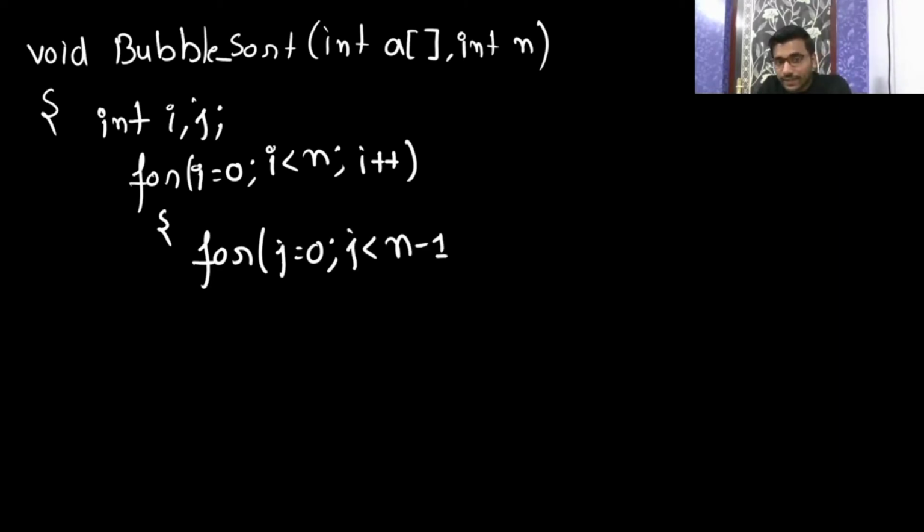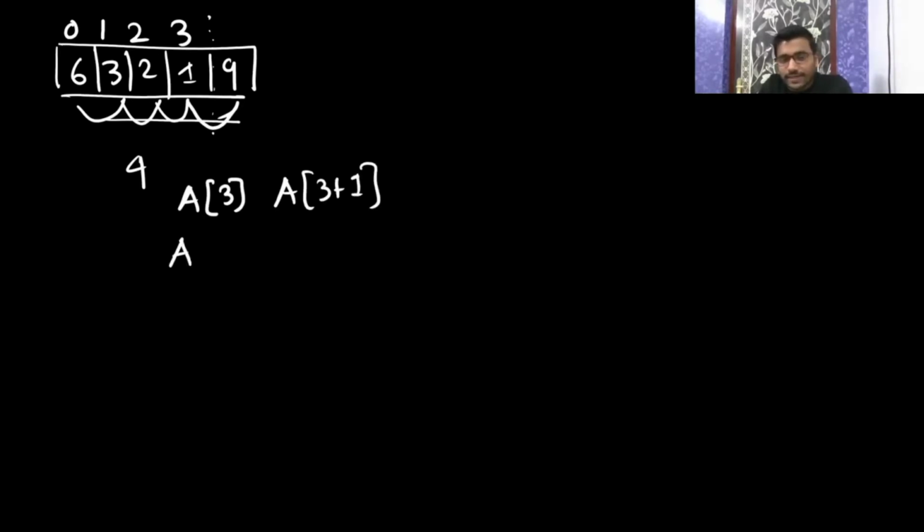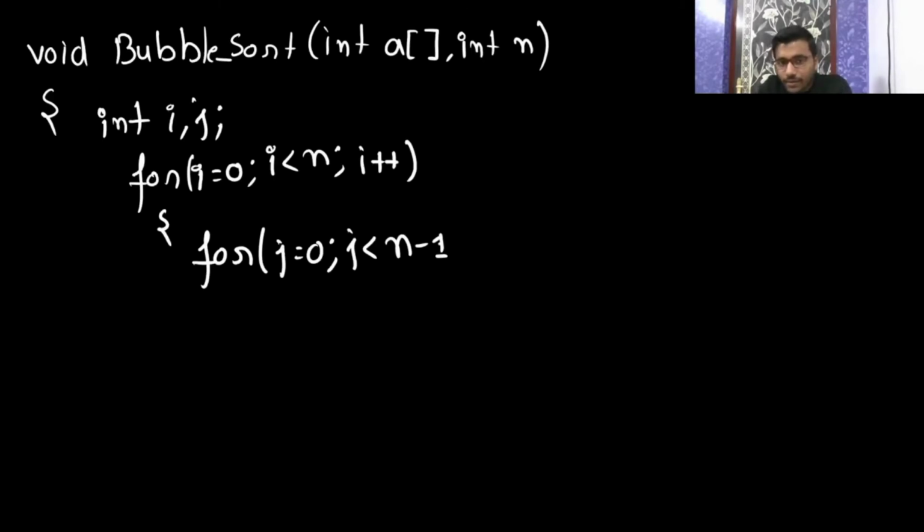Why this j? I am using it to do the pairwise comparison. This loop is going to do pairwise comparison. It will compare this with this, then this with this, then this with this. So if the j index is 0, 1, 2, 3, you need to go till 3, because then you compare a[3] and a[3 plus 1]. Like a[j] is there, then you can compare with a[j plus 1]. So you will go till one less and minus i.